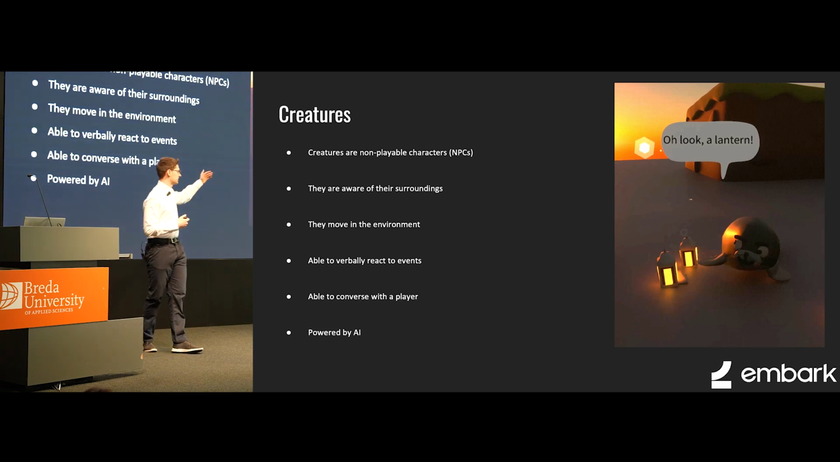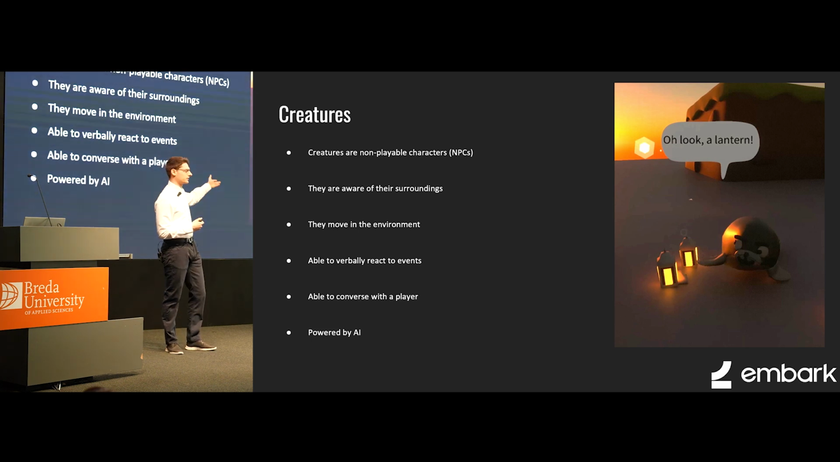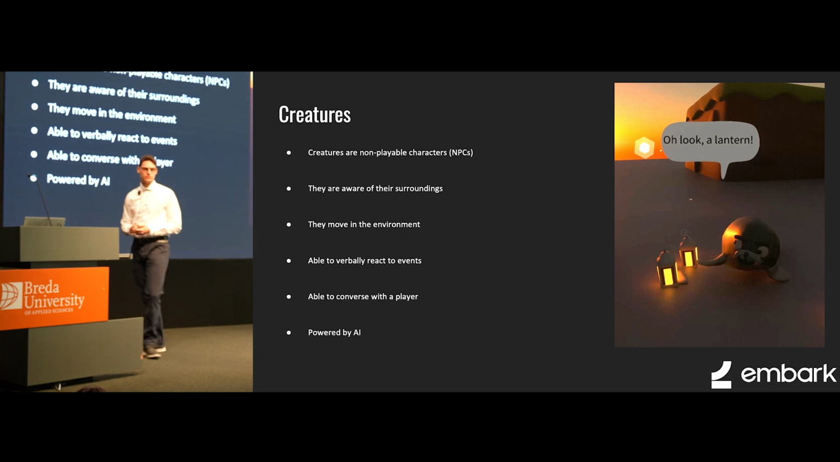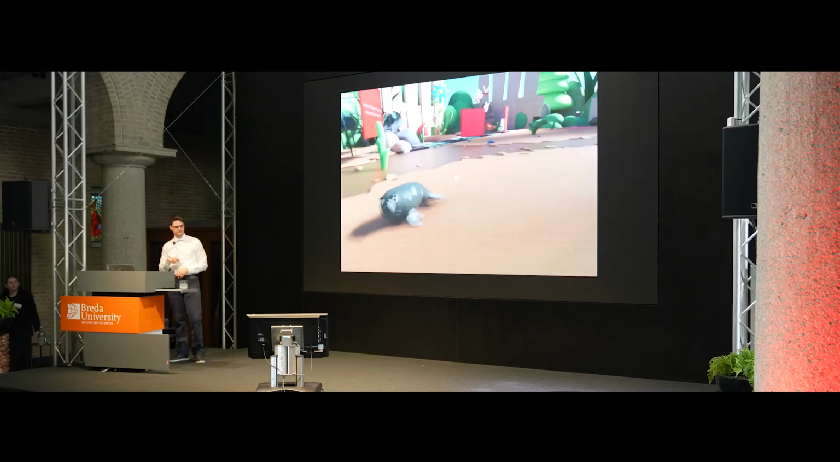As you can see here, there is an image of one of our characters that we call the seal. It came near a lantern, and it is reacting to it. Our characters are also able to converse with a player. The fun thing about talking with these characters is that you can ask them whatever you want, and they will try to answer you as best as possible in real time. And so I have a video to show you what it means to interact with one of our characters.